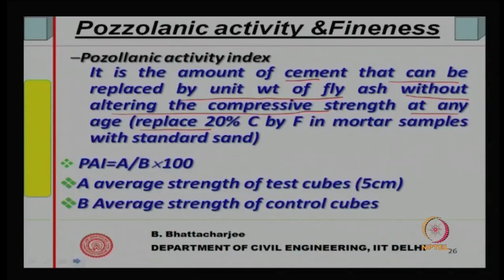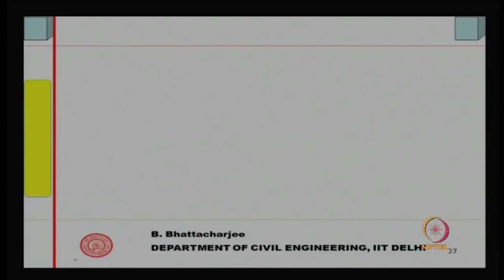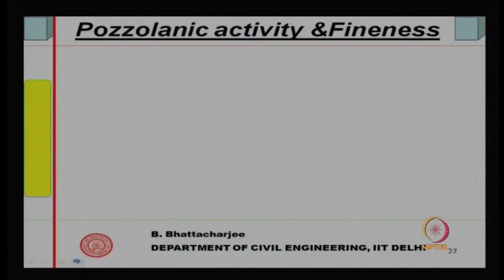It is found out as A by B into 100, where A is the average strength of the test cubes and B is the average strength of control cubes. So, strength should be similar. You can find out how much percentage of fly ash you can add, but in any case A by B should not be less than 75%.